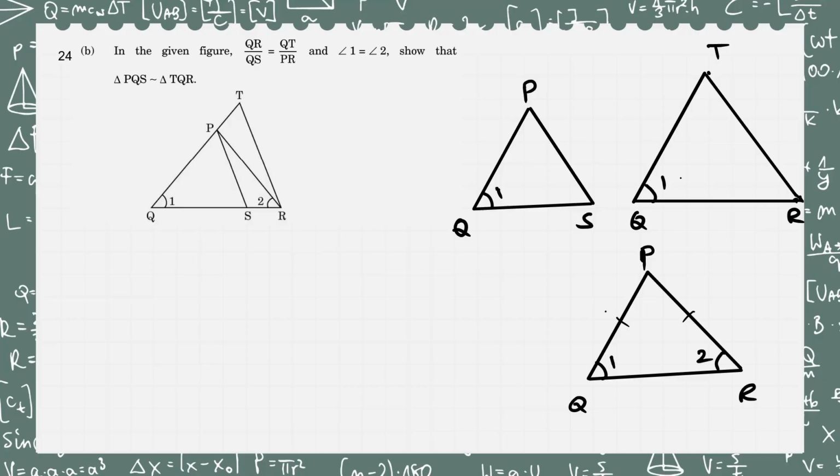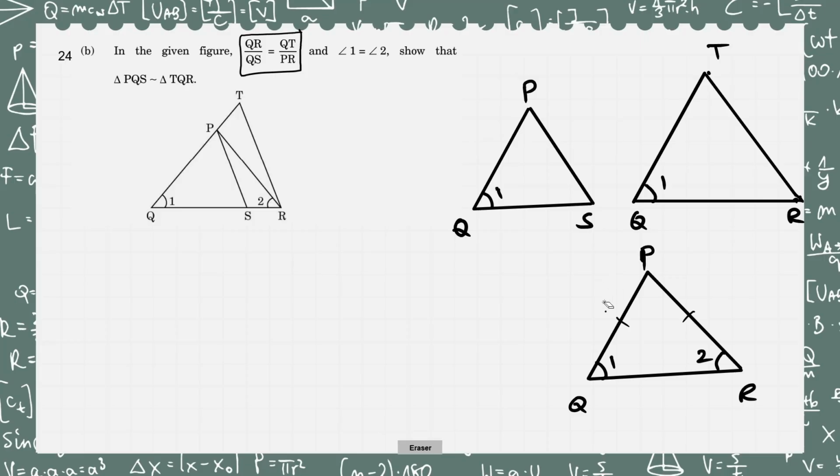Before we have to prove that, look at the given ratio. What they are saying is QR and QS both are proportional to each other, and QT and PR sides are proportional, that is given. But PR is not a side in PQS, so we have to work on that. Suppose I can prove that QT is proportional to PQ side, then we can nicely say by SAS similarity these two triangles are similar, right? So let us see how to prove it.